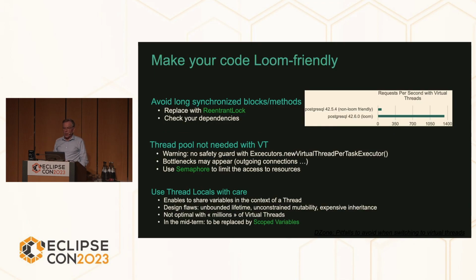Okay, you can code as usual, but you are invited to make your code Loom friendly. First, avoid synchronized. Replace it with ReentrantLock when possible. ReentrantLock doesn't prevent the thread from being unmounted. You don't need to pool virtual threads. It is counterproductive to pool them because they are fast to create and to remove. But you have no safety guard. And in particular, you may have to protect specific resources using a semaphore, typically when you have to manage outgoing connections.